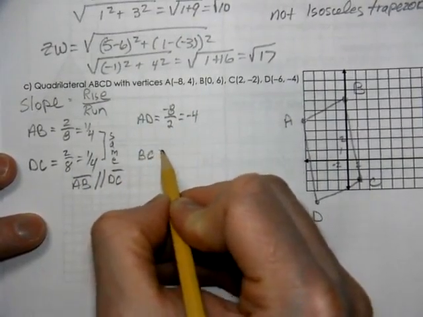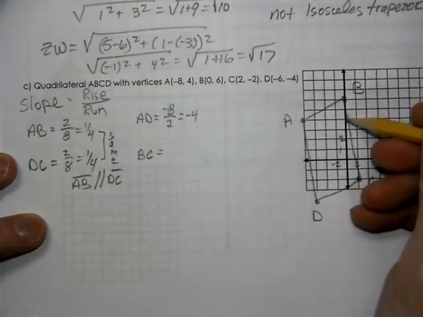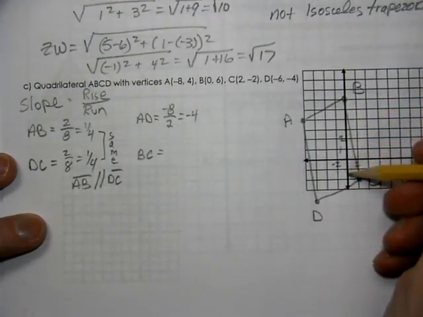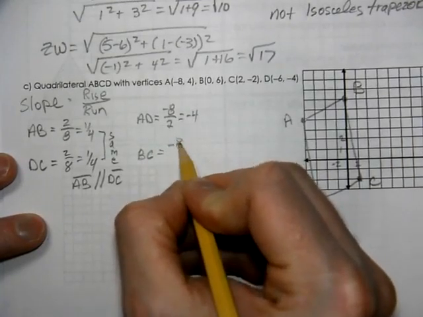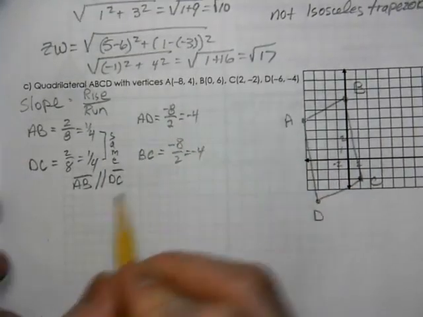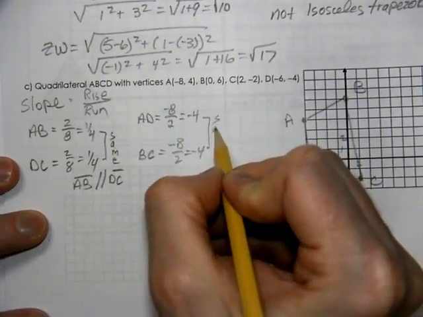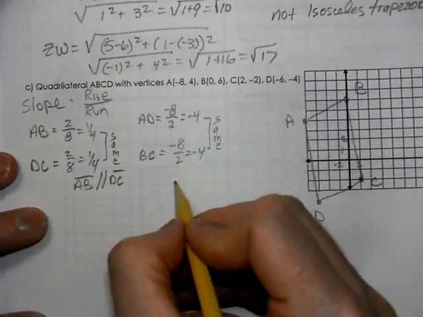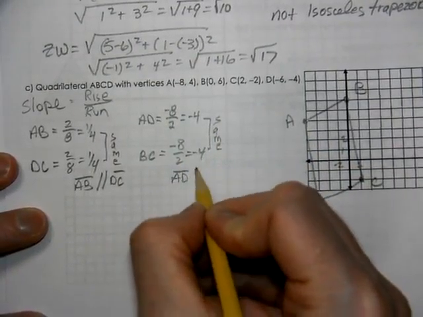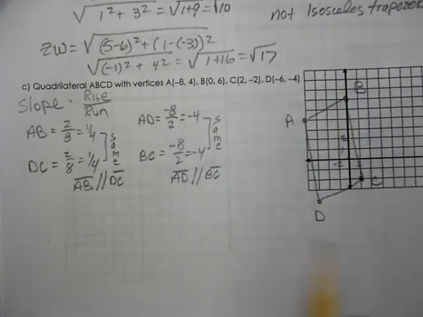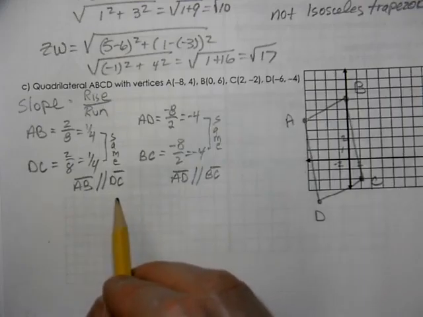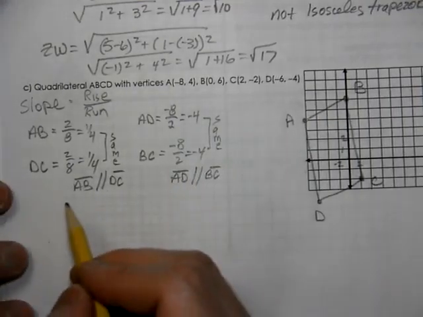And BC, 1, 2, 3, 4, 5, 6, 7, 8, and 2 to the side also gives you that slope. So they're the same. So we know that AD is parallel to BC. So this alone shows us that we have a parallelogram.